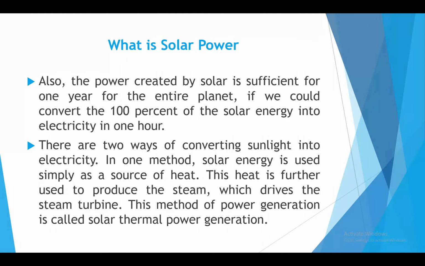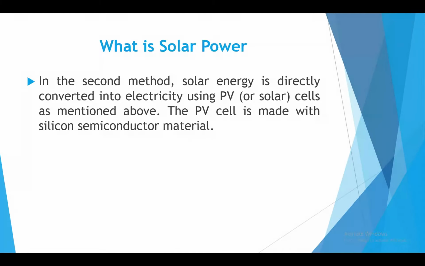There are two ways of converting sunlight into electricity. The first method is that solar energy is used simply as a source of heat. This heat is further used to produce steam, which drives the steam turbine, and this manner of power generation is called solar thermal power generation.